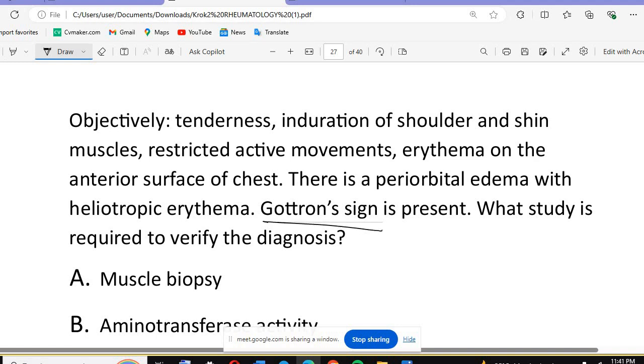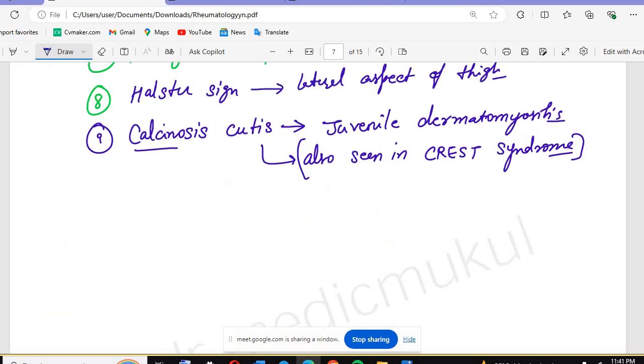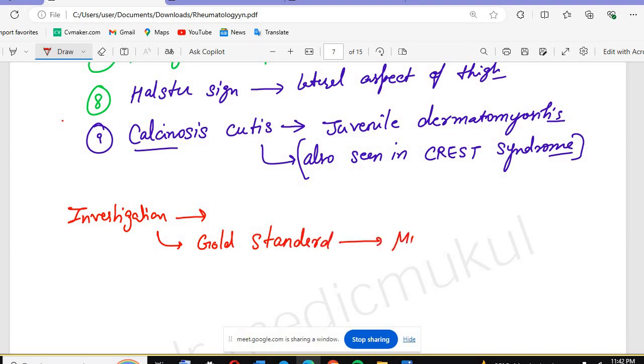One thing we forgot about, okay, after that continue, we forgot about that. Let's continue about the dermatomyositis. So write down there that if you talk about the investigation, remember what you will do. The gold standard investigation here is the muscle biopsy. The gold standard investigation that you will do here, that is the muscle biopsy.